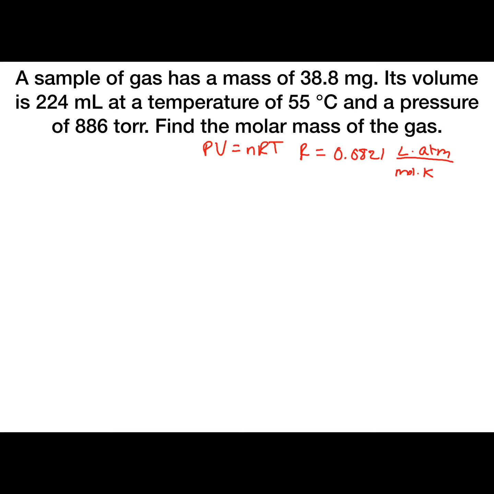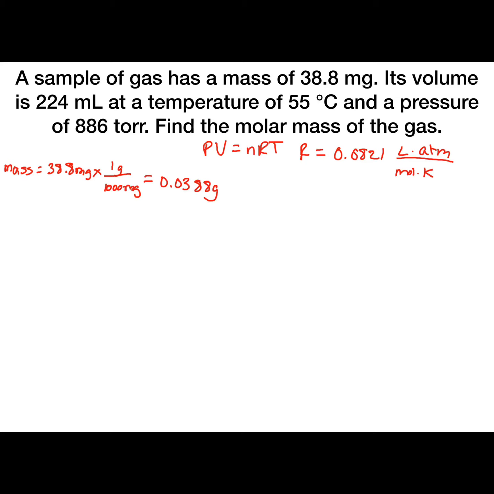So first, let's deal with mass, because we need to change our mass from milligrams to grams. So let's see, we have mass of 38.8 milligrams times, now there's 1 gram in 1,000 milligrams, so we have 1 gram per 1,000 milligrams. So our mass in grams is going to be 0.0388 grams.